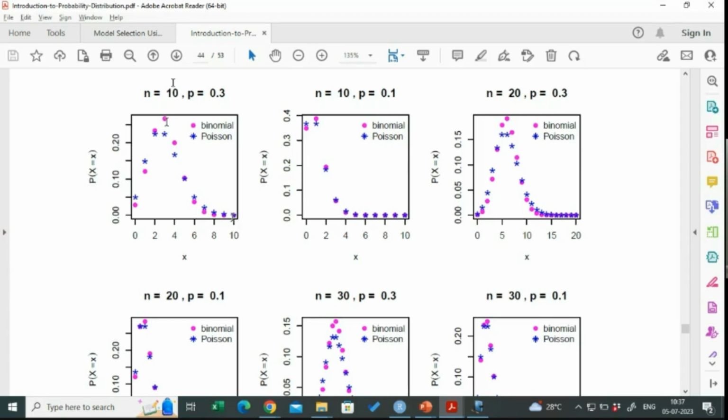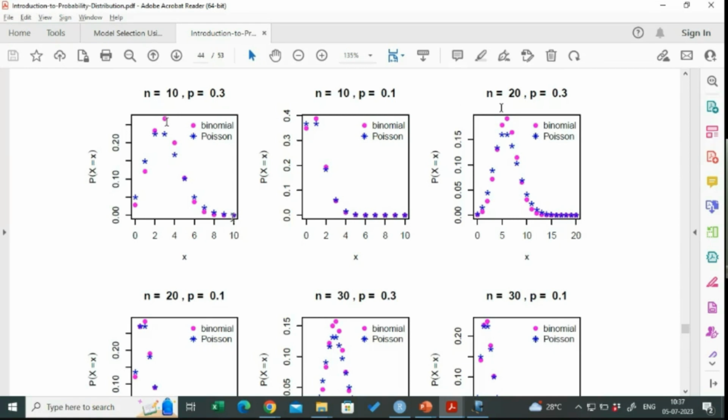When I have n equal to 10 and p equal to 0.3, as you see, there is a big difference between these probabilities. Now I keep n at 10 and make p equal to 0.1. You see that these points seem to come close to each other. One is the binomial probability values, the other is the Poisson probability values.